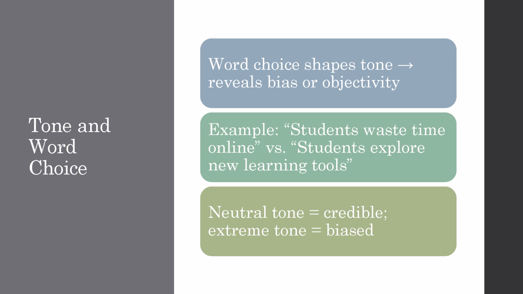Authors are going to use language strategically. The words "waste time" versus "explore new tools" are going to communicate opposite tones, like negative versus positive here. So the example, students waste time online versus students explore new learning tools, we can see that it's either a negative connotation or a positive connotation. And credible informational writing usually avoids those emotional extremes. So when you see loaded words or exaggeration or one-sided claims, you need to ask yourself, is this reporting or an opinion?